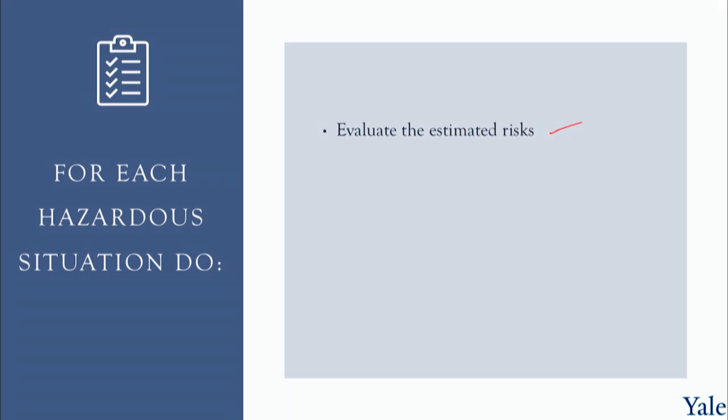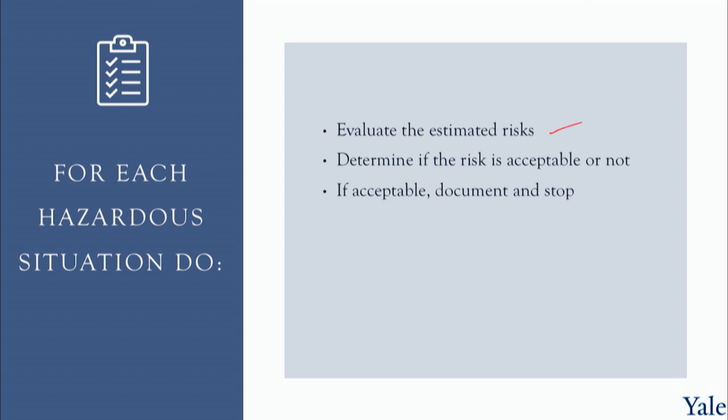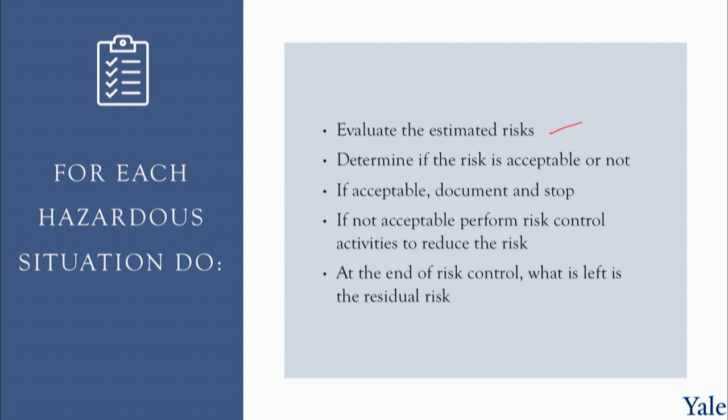Is it 0, 1, 2, 3, is it 1 to 5, the scale we used before? We determine if the risk is acceptable or not. And if it's acceptable, we document and we stop. If it's not, we take risk control activities to reduce the risk. We may have to eliminate functionality or take other steps. And at the end of the risk control process, what's left is what's known as the residual risk. We'll come back to this.